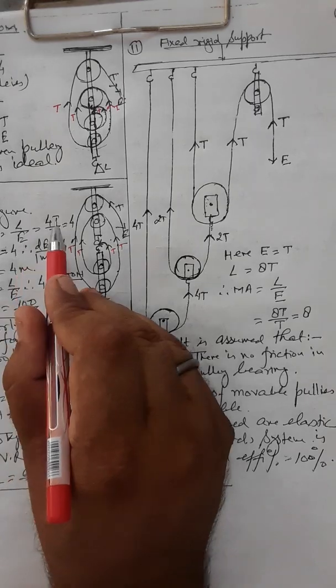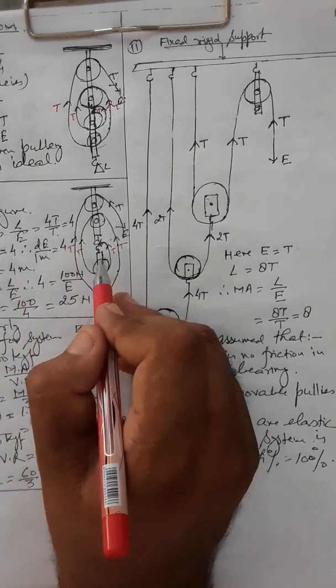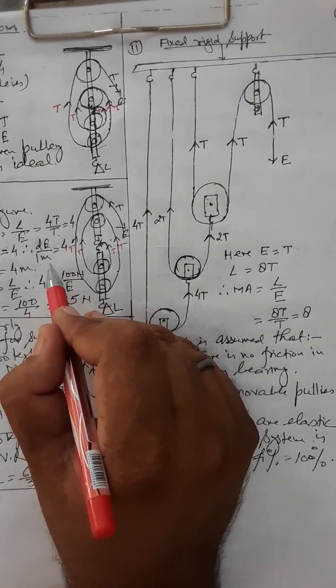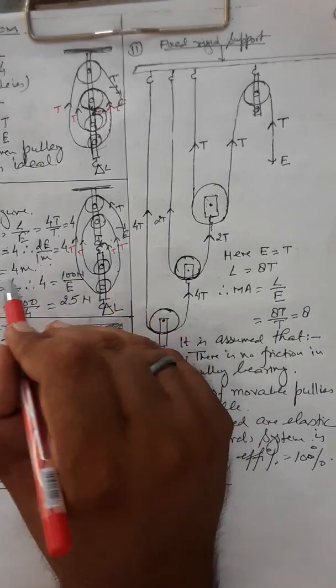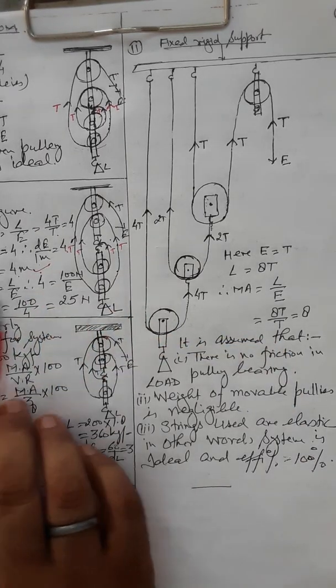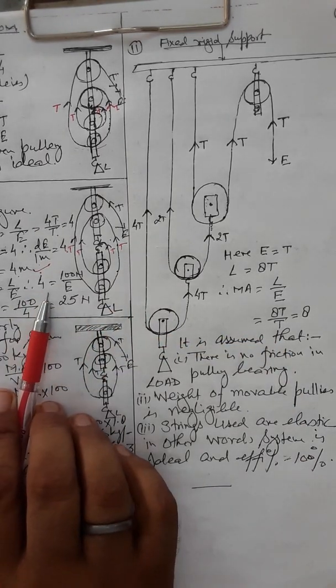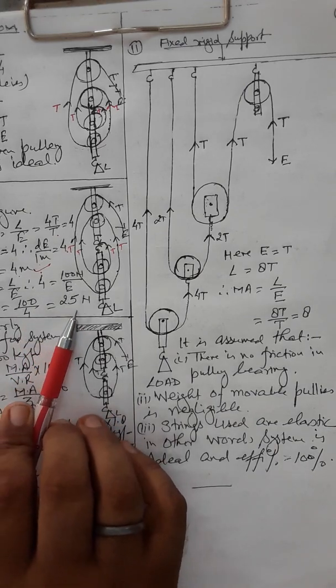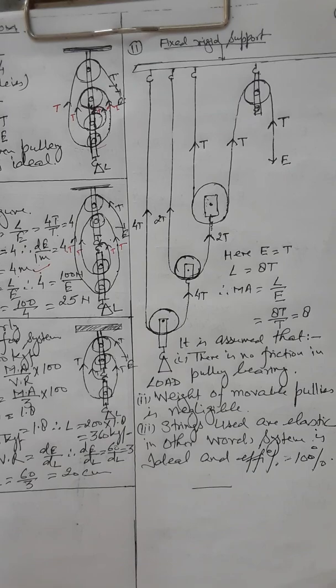Mechanical advantage is 4T upon T, so it is 4. Velocity ratio is 4, D upon DL, with DL 1 meter, 4 it is. D is equal to 4 meter, so the effort arm will be 4 meter. Mechanical advantage is load upon effort. So mechanical advantage 4, load is 100 Newton, effort comes as 25 Newton. So this is all the parts of question number 9.